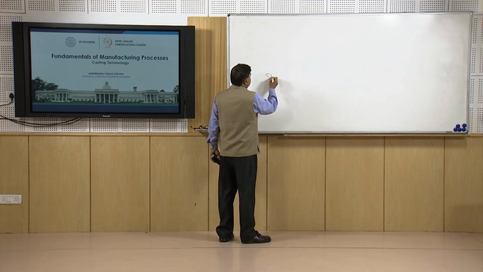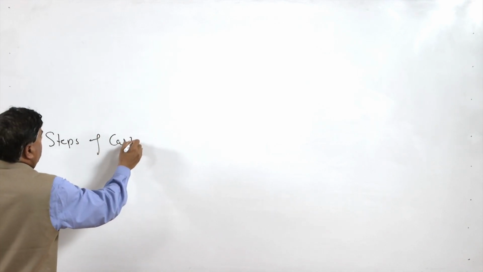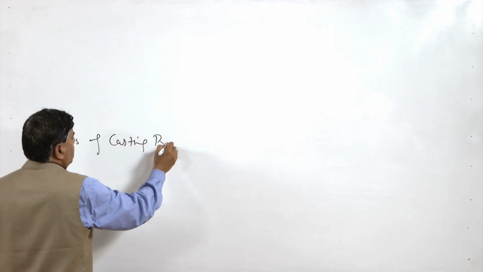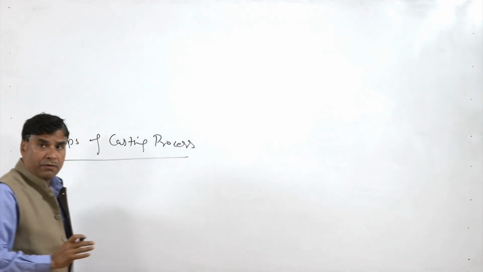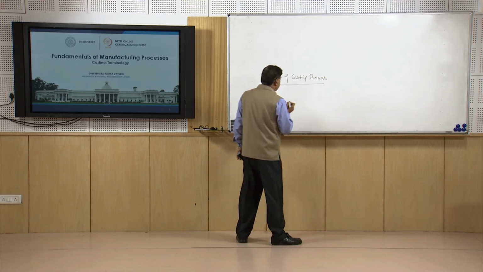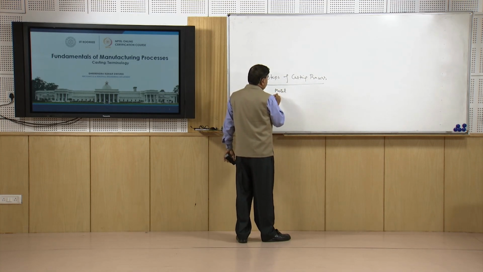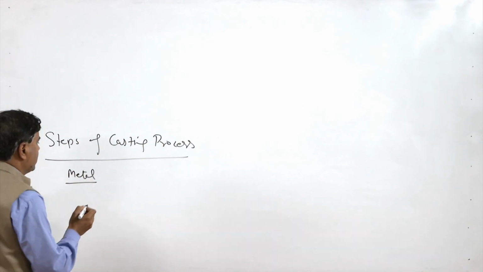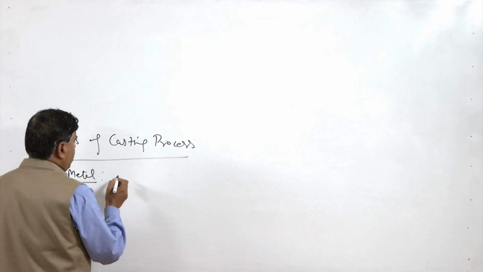So, we can say the steps of the casting process. This is just a brief overview of the casting process. So, the first step is that the metal which is selected for the casting purpose is first of all melted.